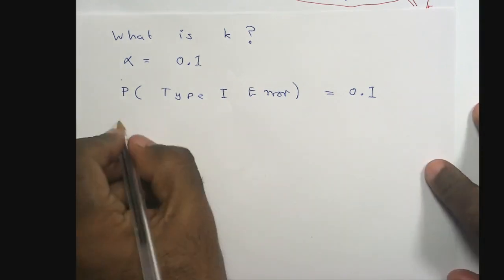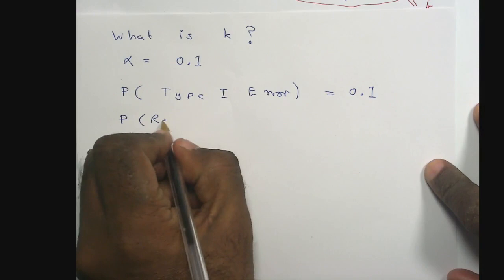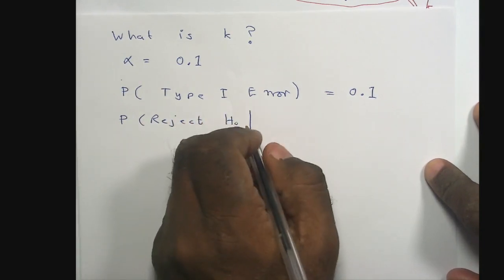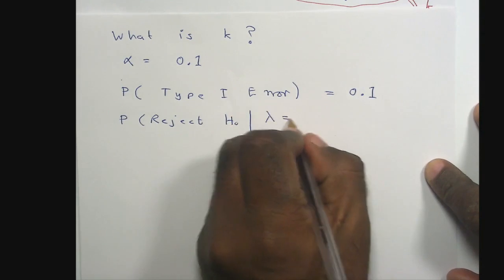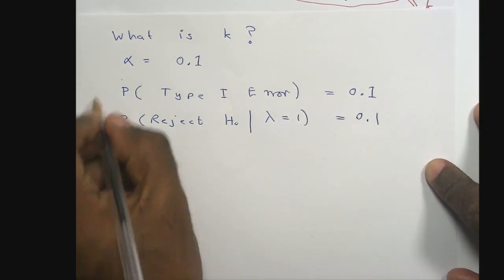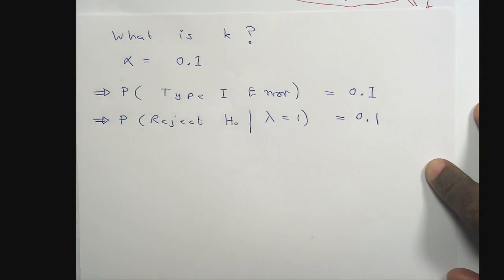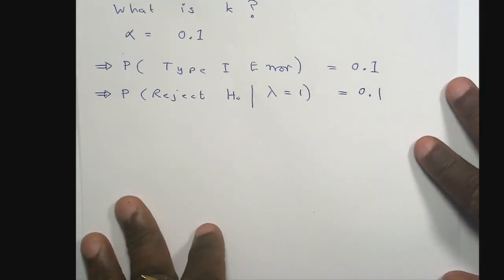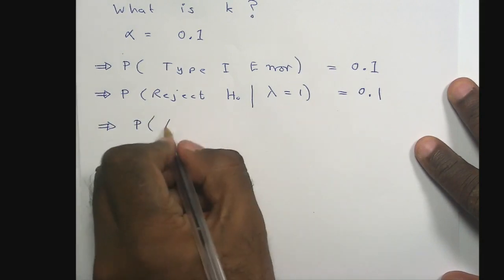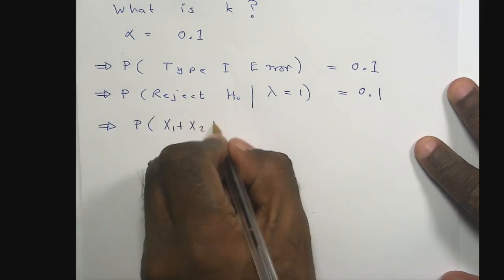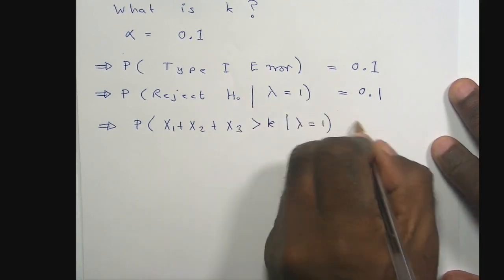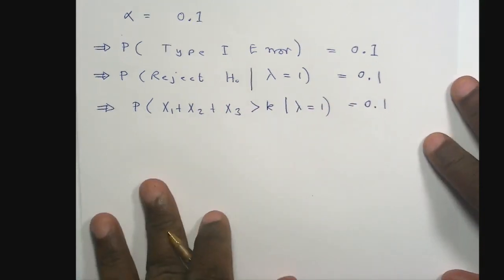In other words, the probability that you reject H0, given that H0 is true, which is, according to the Neyman-Pearson lemma, the probability that x1 plus x2 plus x3 is greater than k, given lambda equal to 1, equals 0.1. Right?